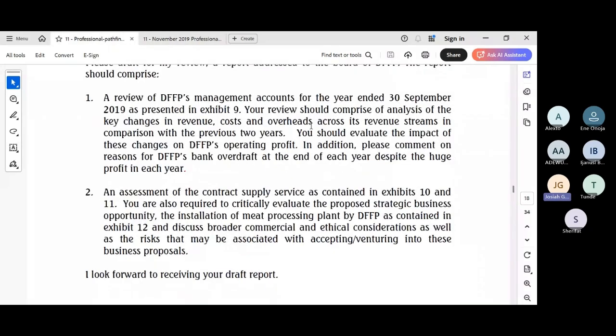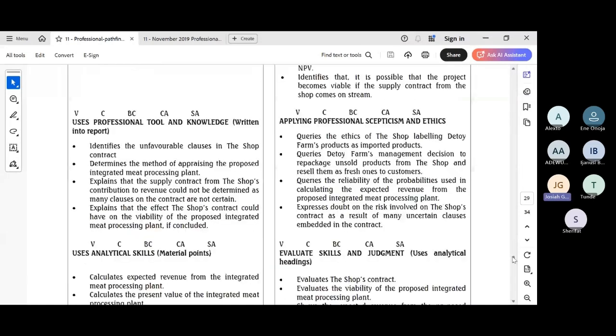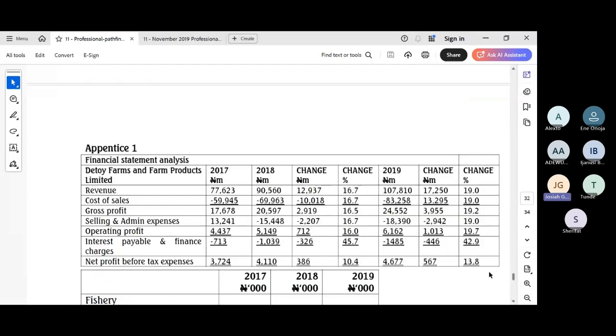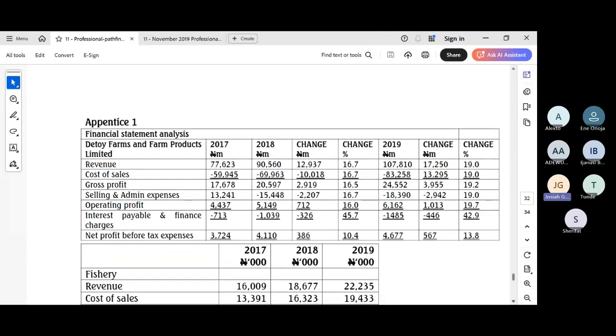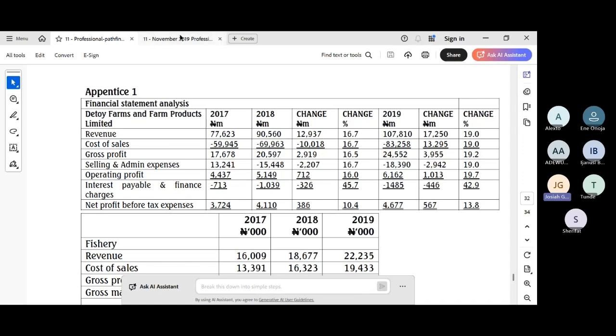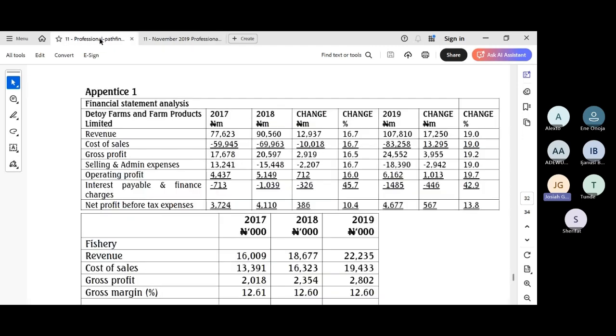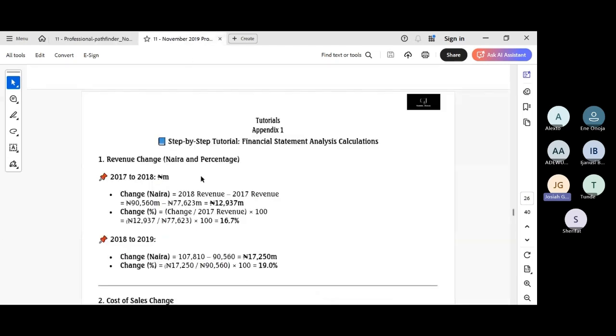Okay, so let me use this page as the appendix page so that I can show you how these figures were generated. So you can follow through very seamlessly as you're practicing and looking at the figures. Now, you can see the revenue change speaks to the Naira change and the percentage change. So for Detoy Farms, the revenue is 77 million in 2017, and in 2018, 90 million or 90.5 million. And that's exactly what we did here.